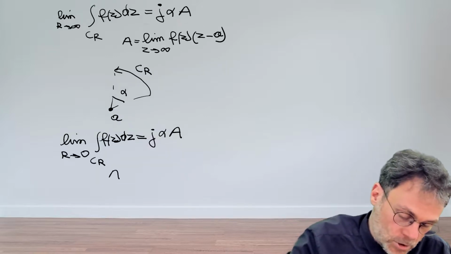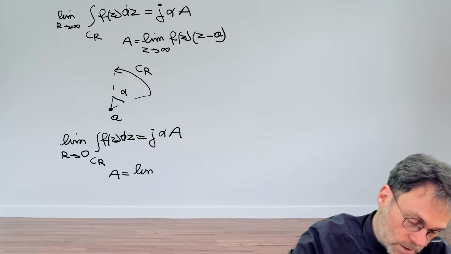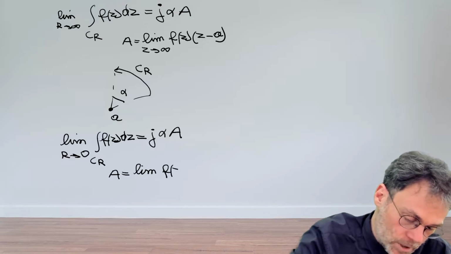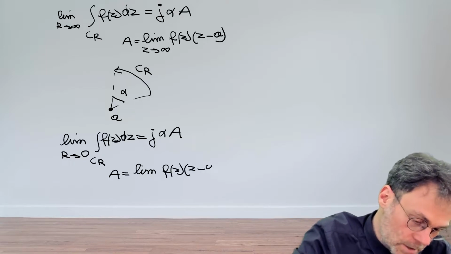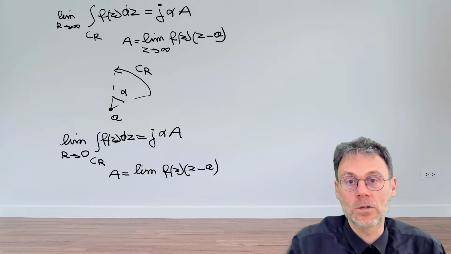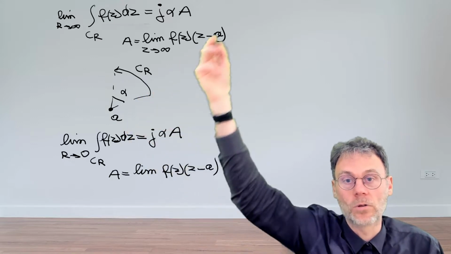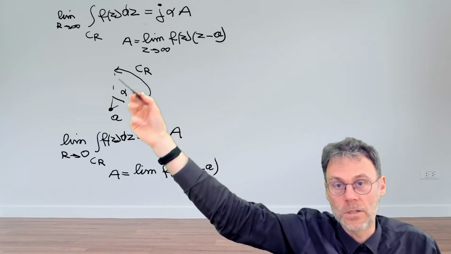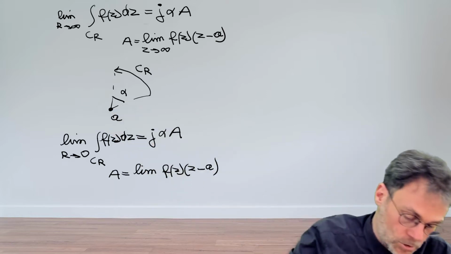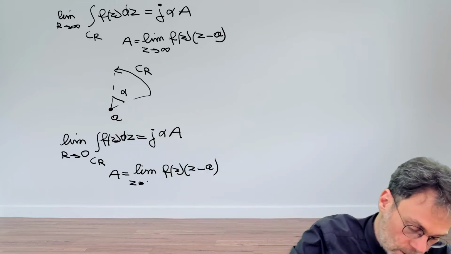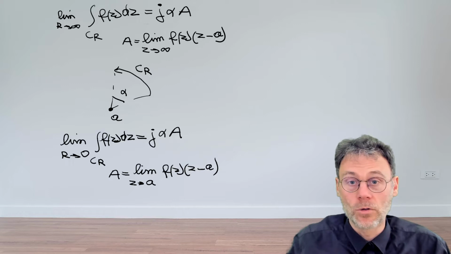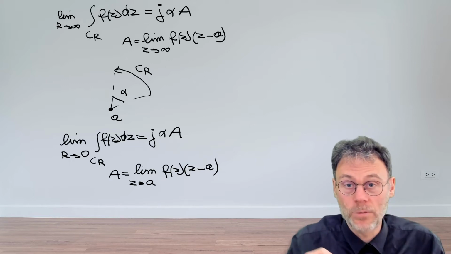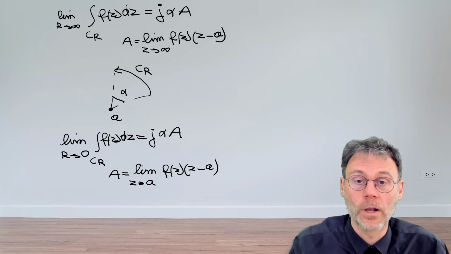And in this case, the constant A is again calculated as the limit of f(z) times (z minus a). But in that case, we don't take the limit of z going towards infinity. We take the limit of z moving towards the circle center a. Okay, so these are the small and the big limit theorems, and we will be using them all over the place very soon.